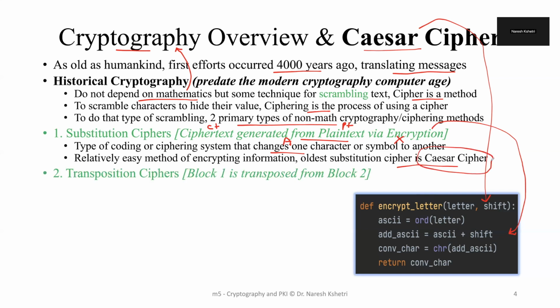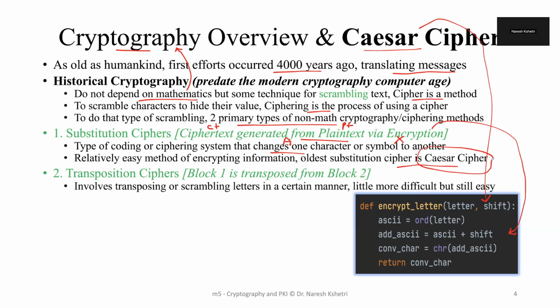And the transposition cipher, on the other hand, instead of substituting a single character, involves scrambling the letters. The message is broken into equal-sized blocks and then scrambled. It's a little more difficult, but it's still easy because it applies the same approach.